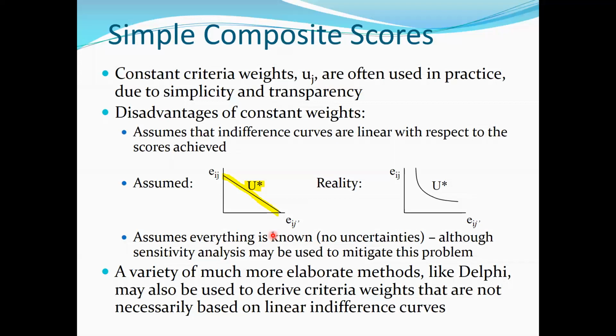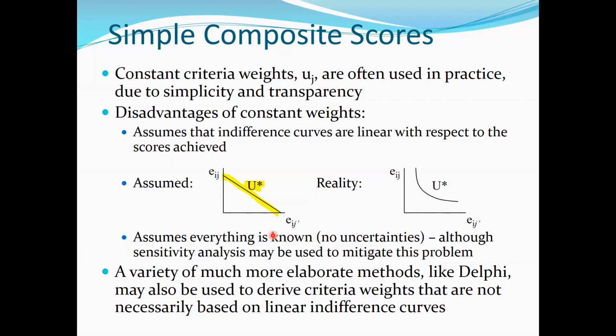Okay, and then there is another challenge, that this assumes everything is known and no uncertainties are involved, and you could perform some kind of a sensitivity analysis if you don't know that, so you can run that same analysis at different assumptions. But again, that's another challenge with the constant weight approach.